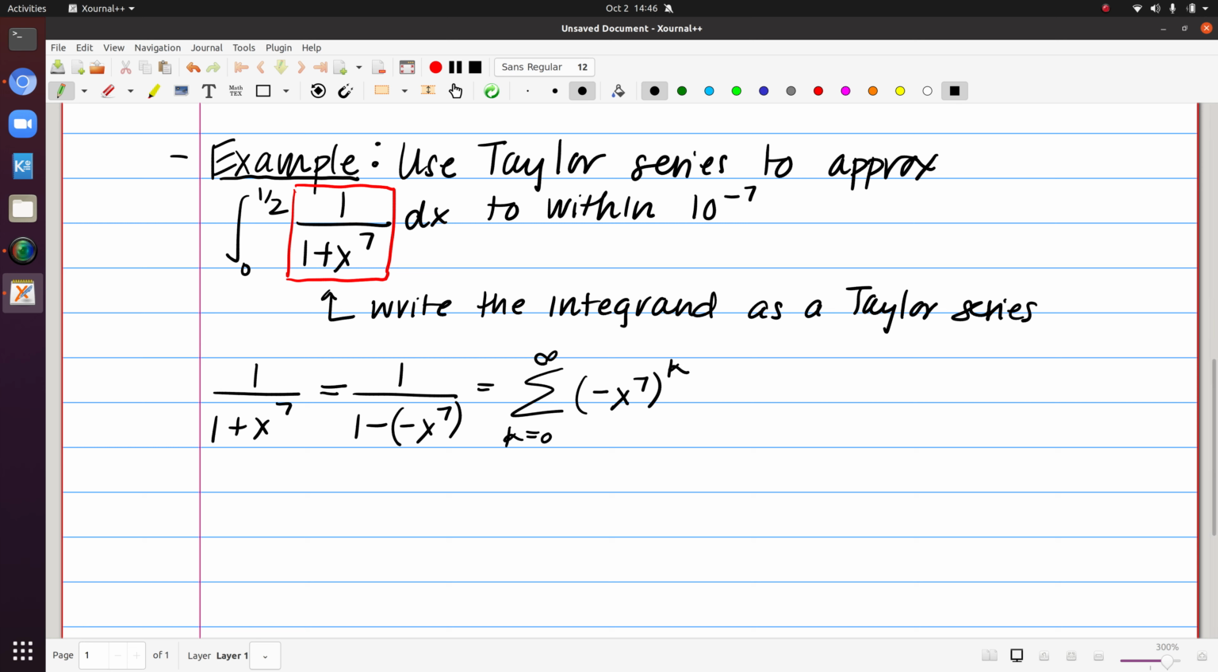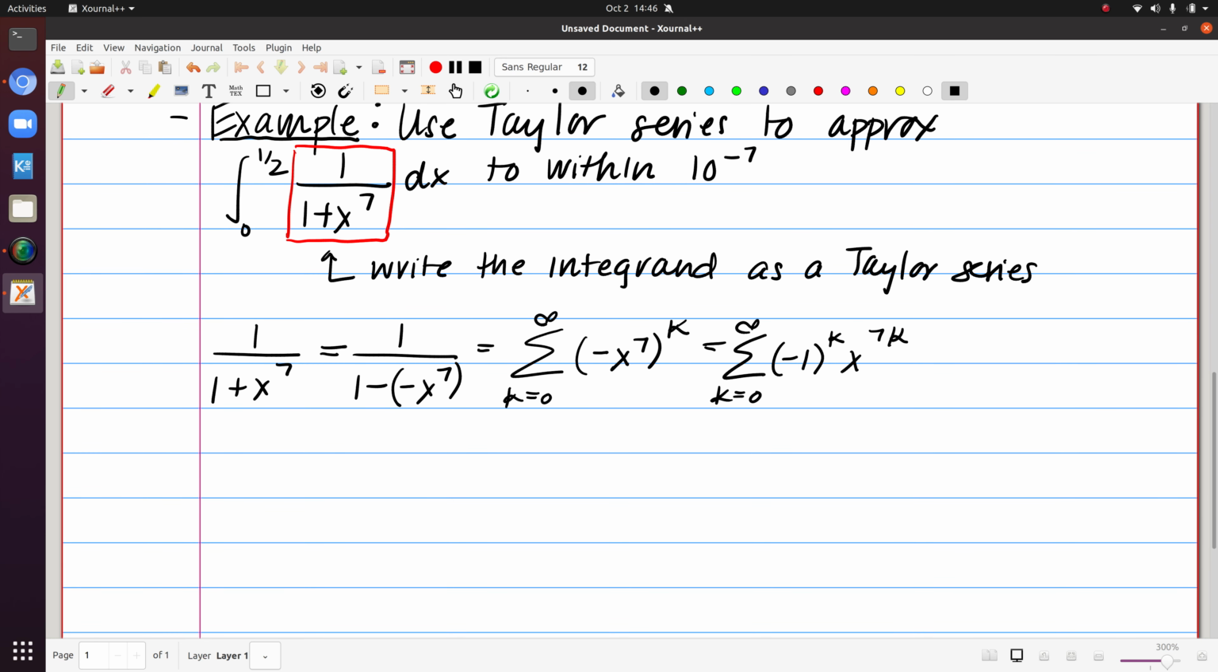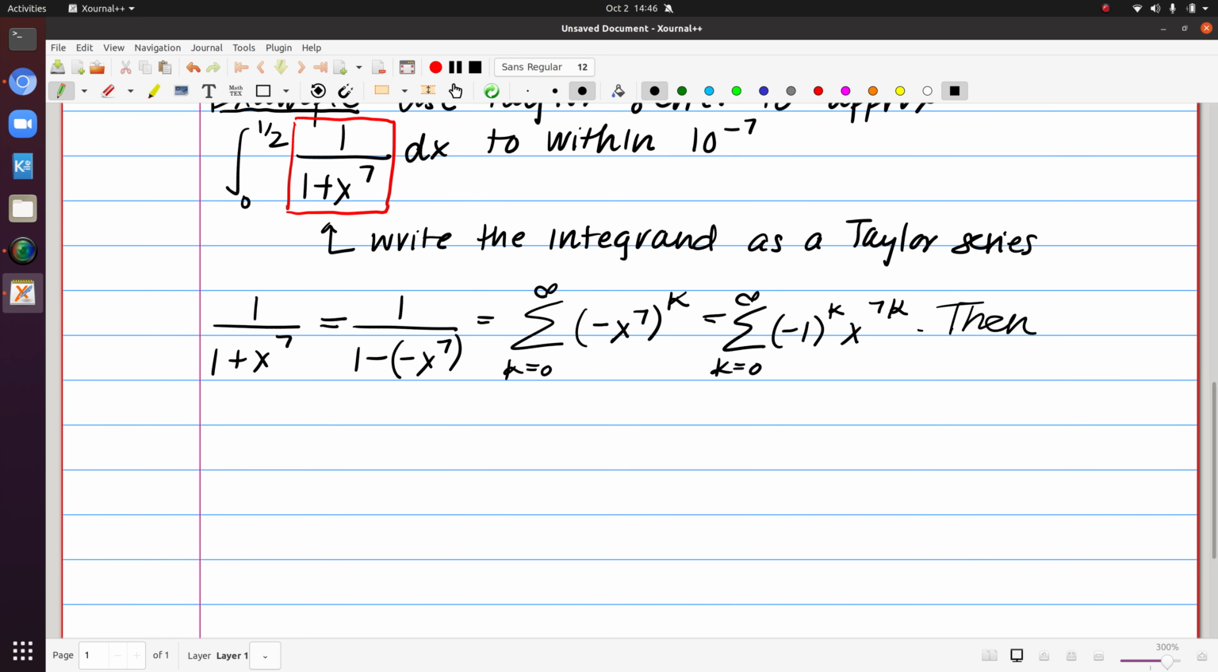Now, one of the other things we've stressed is the importance of simplifying before we move on. So the first thing I want to do after that is express this as negative 1 to the k, x raised to the 7k. So this is a Taylor series representation for the integrand, what I've boxed in red there. So that means that if we go back to the task of trying to evaluate the integral, I can say the integral from 0 to 1/2 of 1 over 1 plus x to the 7th is equal to the integral from 0 to 1/2 of its Taylor series, which we found in the line above.